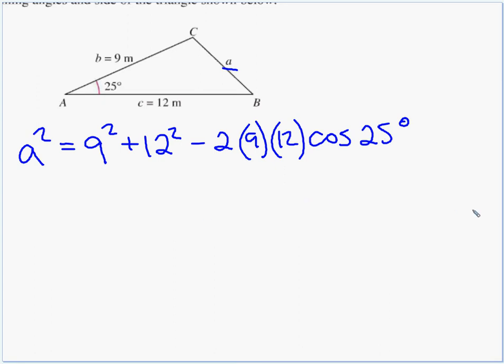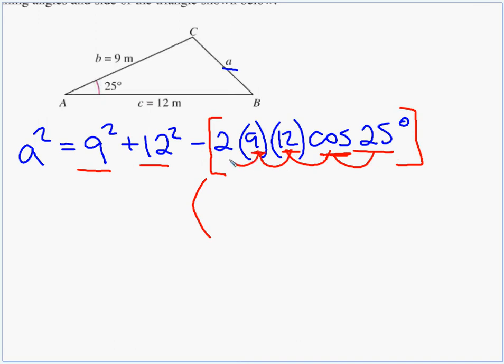A word of caution if you're doing this on a calculator, especially like a TI-30. I'm real cautious right here when we're doing this subtraction. On a TI-30, I would type in 9 squared plus 12 squared minus, and then hit the left parenthesis. That's going to zero out the display because now you're going to work on what's inside. And I would personally start here. I'd do 25 and hit the cos key, and then times 12 times 9 times 2, and then you close the parenthesis, and that will show what happened inside.